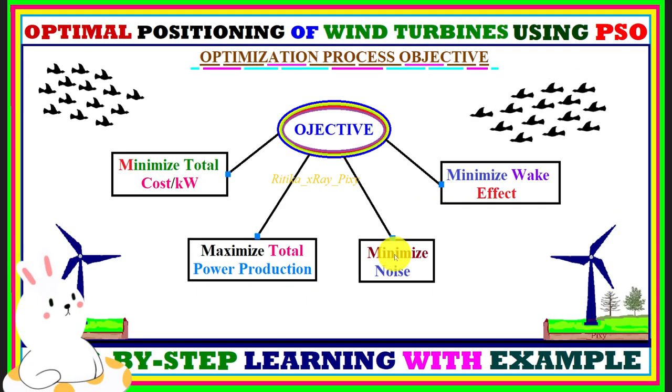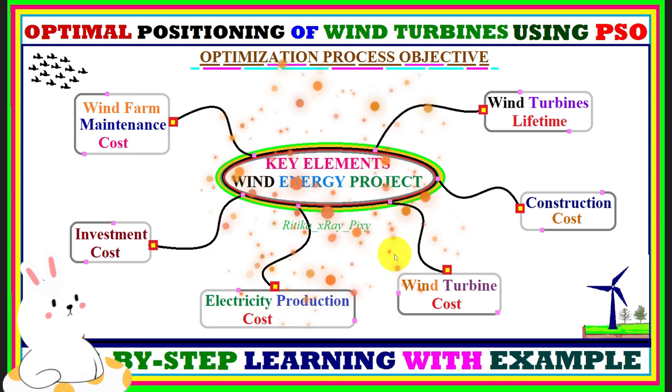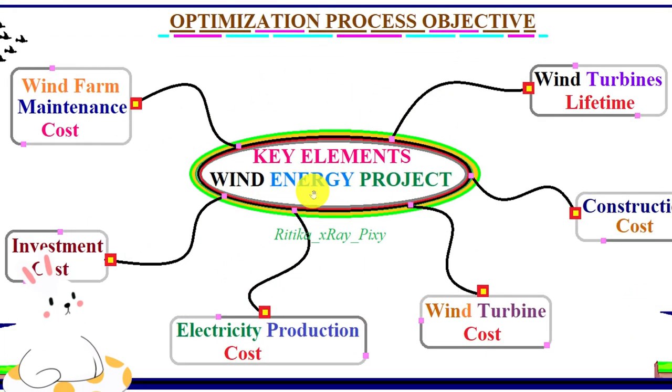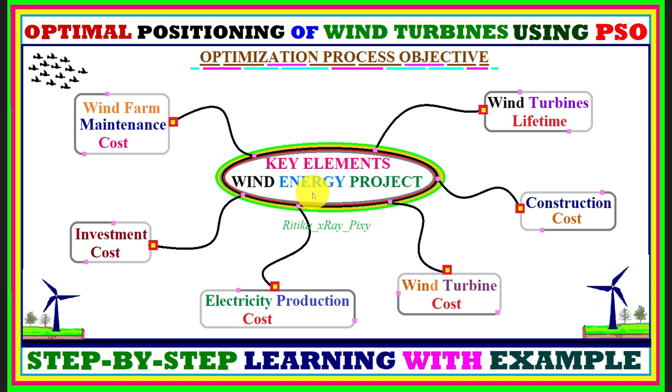First, we will start with the basic fundamentals so that we can easily understand how this is working. First, we will try to understand our objective, that is, why we need the optimal position for the wind turbines in the wind farm. Here you can see we have different key elements that play a major role in wind energy projects. First, we have the investment cost. Investment cost is the total investment cost in the wind farm for a wind energy project.